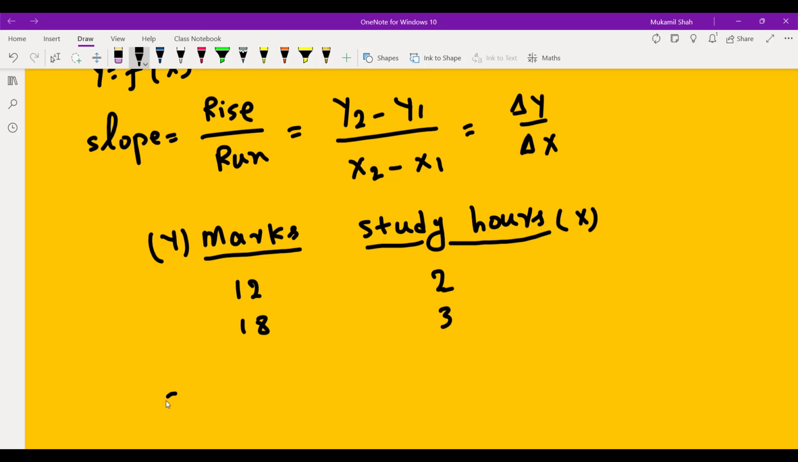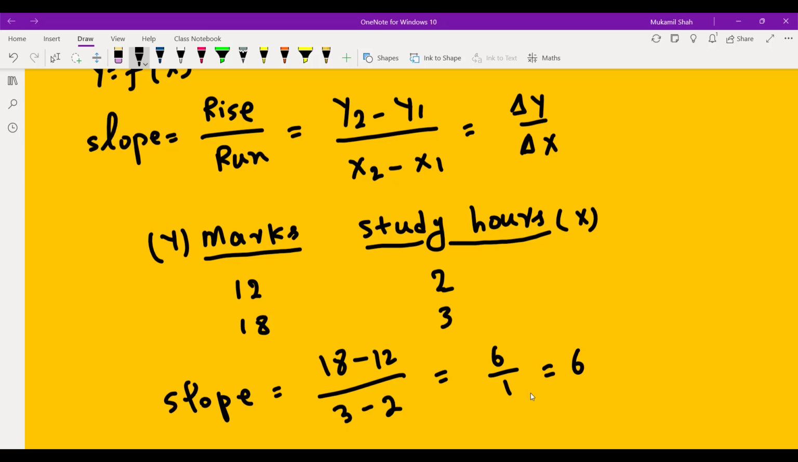So to calculate slope in this case, this is equal to change in y, current y minus previous y, divided by current x minus previous x. So this is equal to 6 divided by 1, or this is equal to 6. So it means this slope is equal to 6. What does this mean? It means that if there is a 1 hour increase in your study hours, there will be a 6 marks increase in your marks.